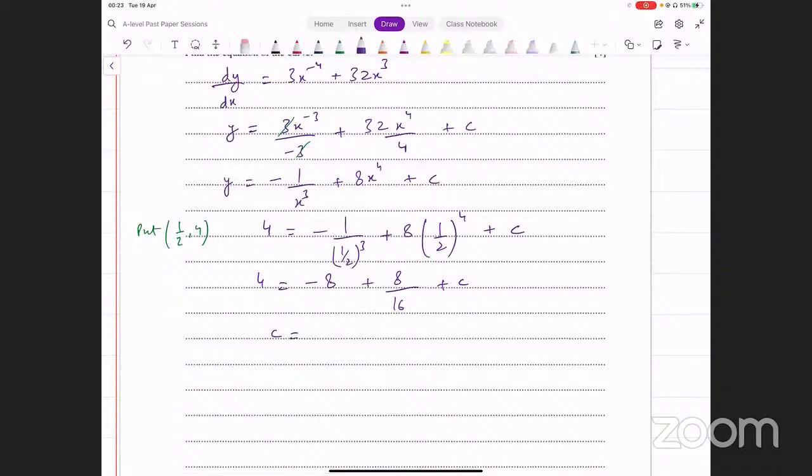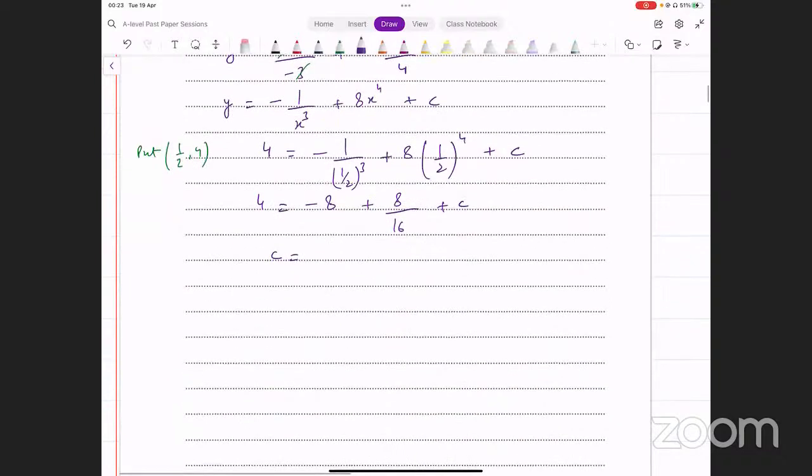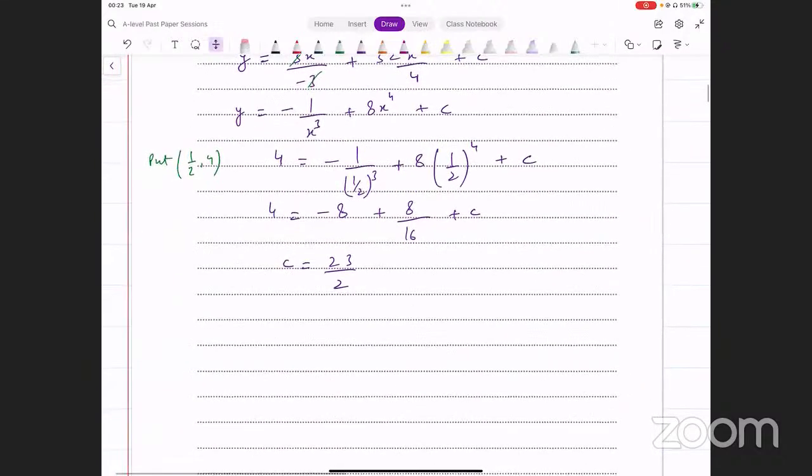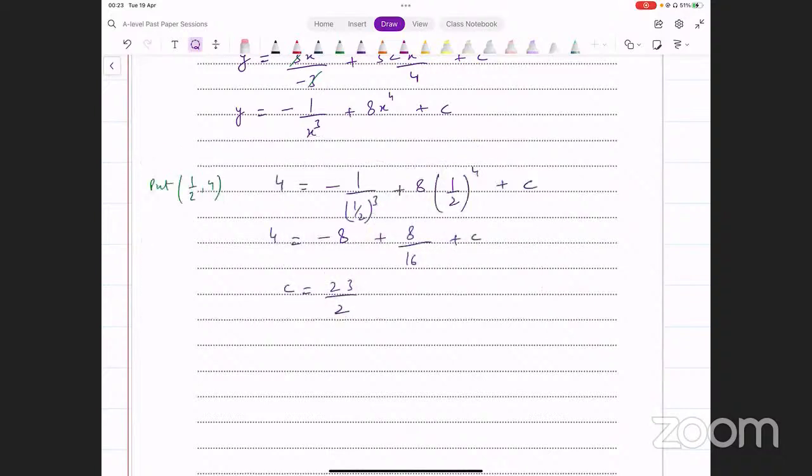You can evaluate that. That's 4 plus 8 minus 1 divided by 2. I'm getting 23 over 2 from this. आप 23 over 2 लिख सकते हो या 11.5 if you want. लेकिन equation के अंदर it's better to use fractions. 23 over 2 आपके पास c आ गया. अब क्या करेंगे? इस c की वैल्यू उस equation में input कर देंगे and you'll have your final result. So your curve is y equals minus 1 over x cubed plus 8x raised to power 4 plus 23 over 2. This is the curve that we were looking for. Okay, that was the first question.